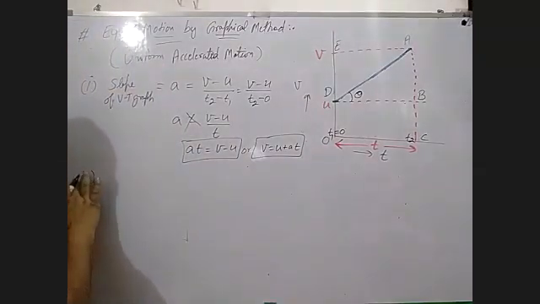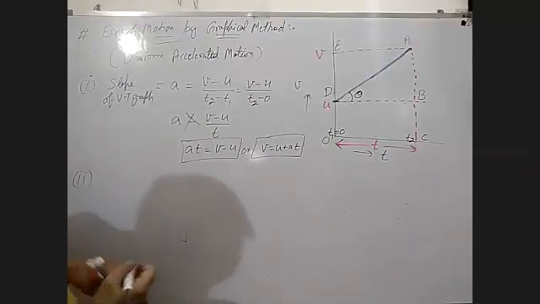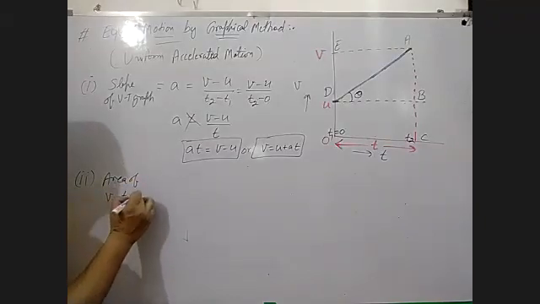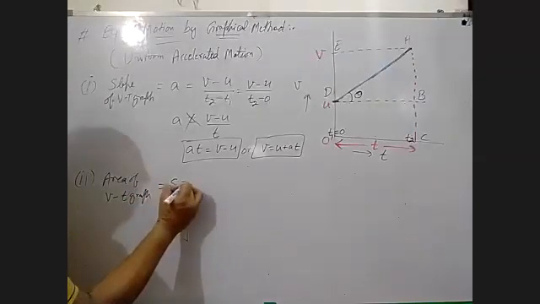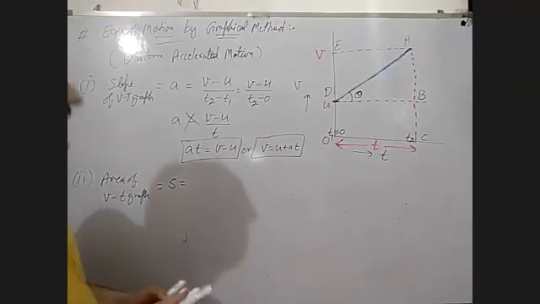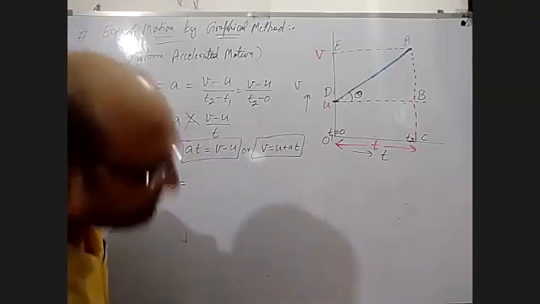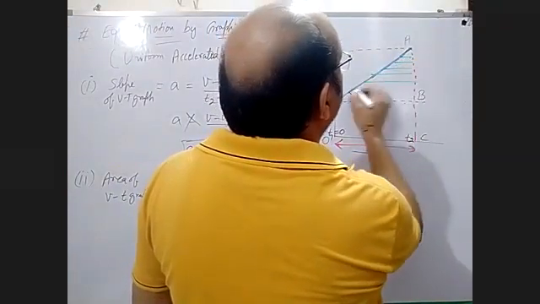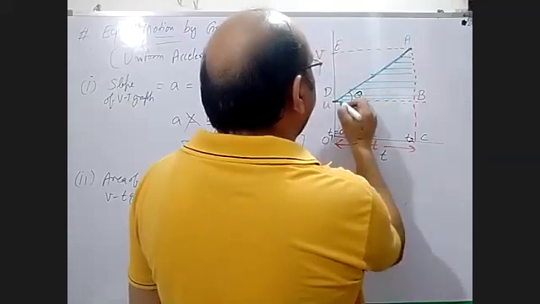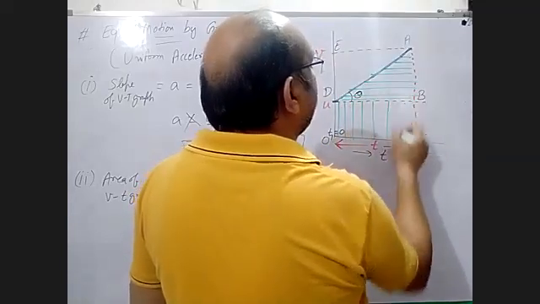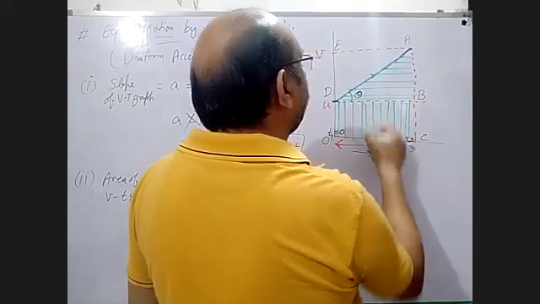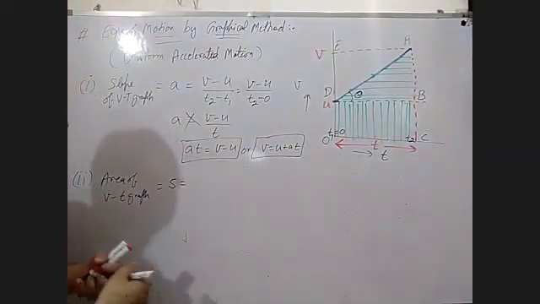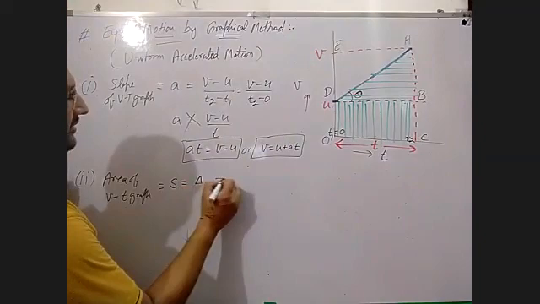Now equation second. For equation second, you have to take the area of the VT graph. What is the area of the VT graph? Displacement. And how can you determine it? In two portions: first this triangle, and second this rectangle. Take the individual area of these shaded portions, triangle and rectangle, and then add.